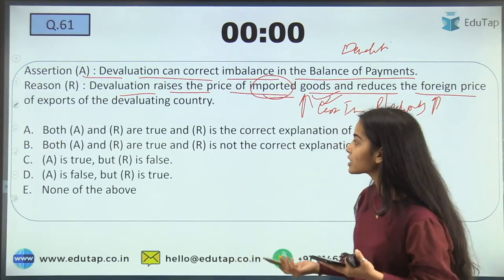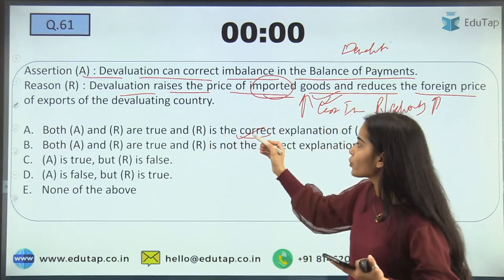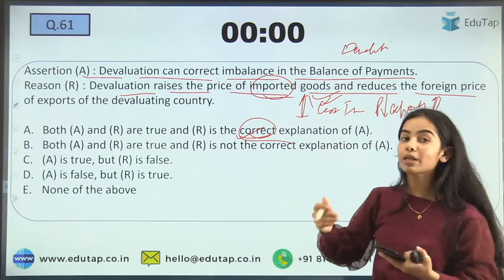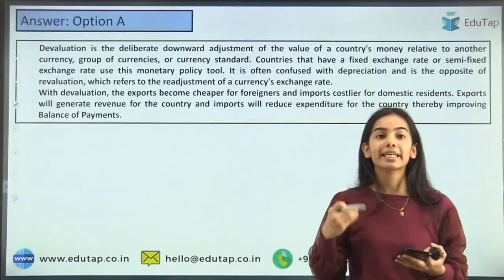Okay, so the right answer for this will be A, that both A and R are true, and R is the correct explanation of A, because what is happening, imports are decreasing and exports are increasing, and that's how balance of payments are getting better.